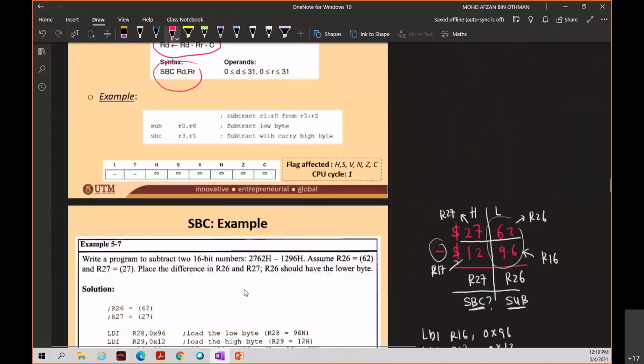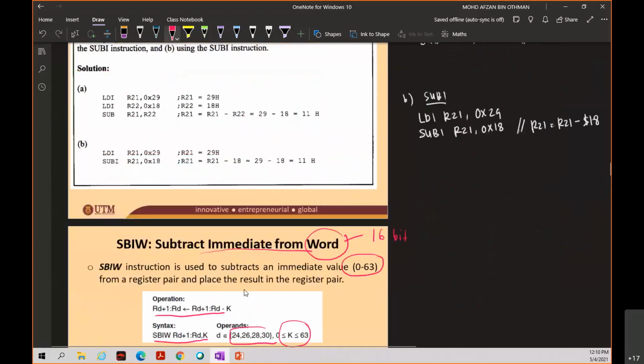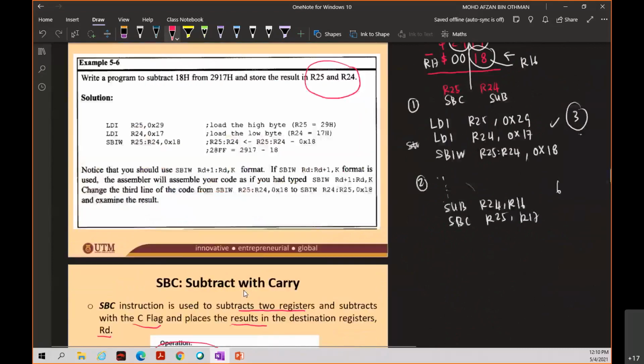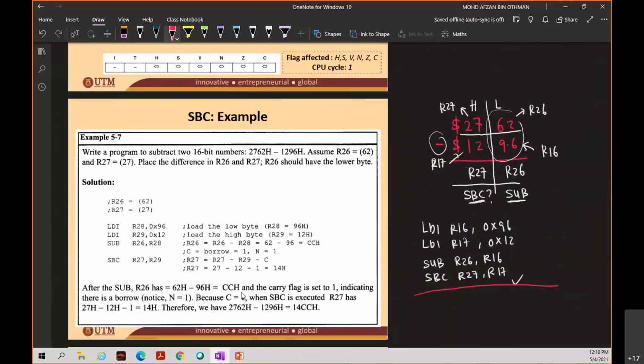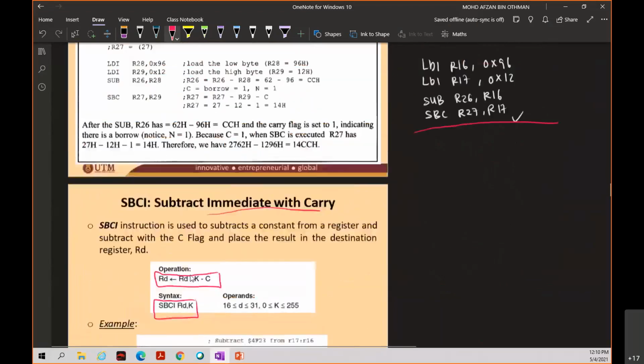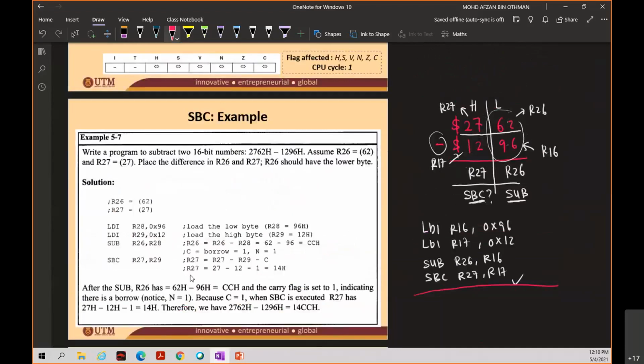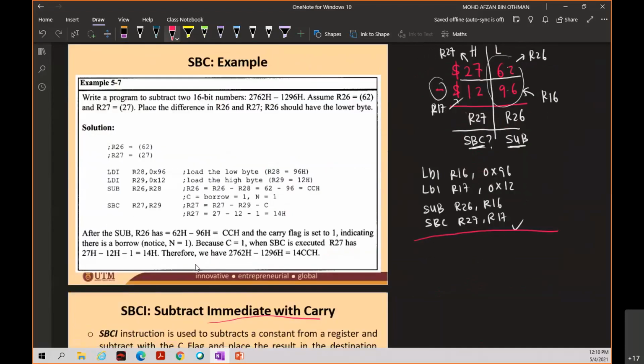Do both subtractions in the same step? Okay, just now, this one. So how are we going to reduce this instruction so that the program becomes shorter?